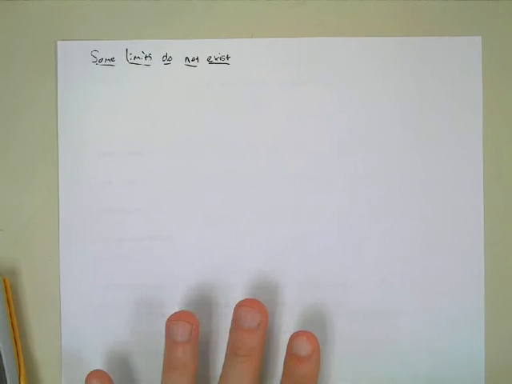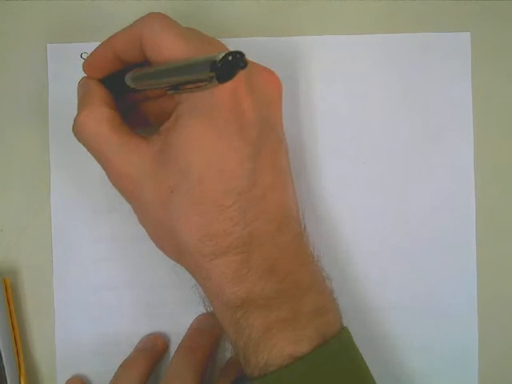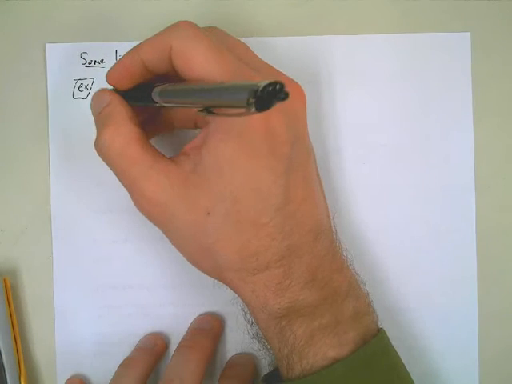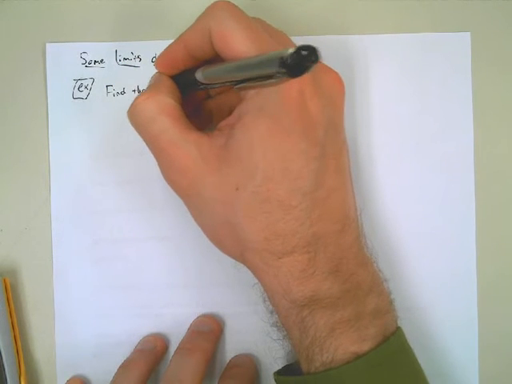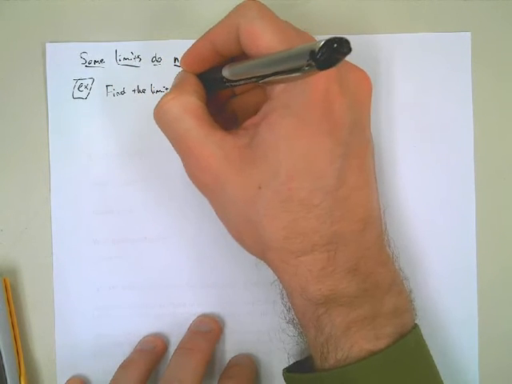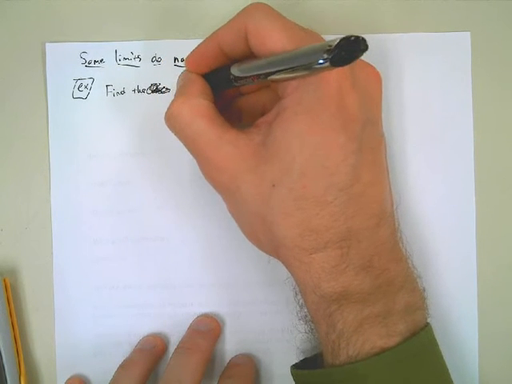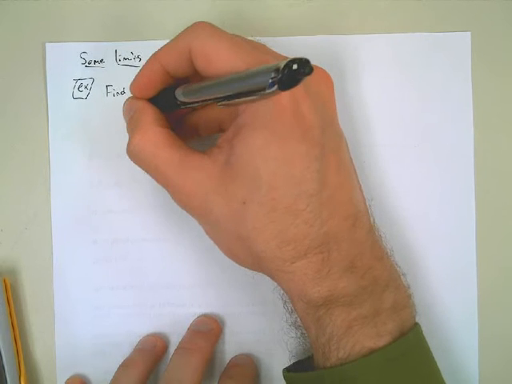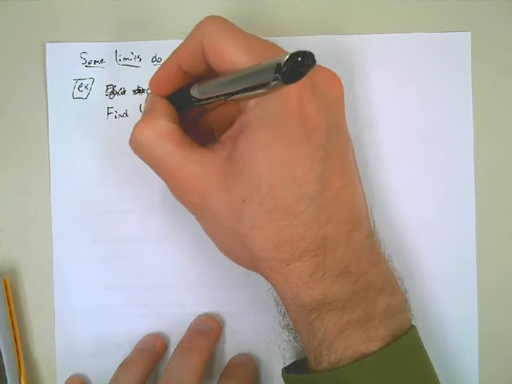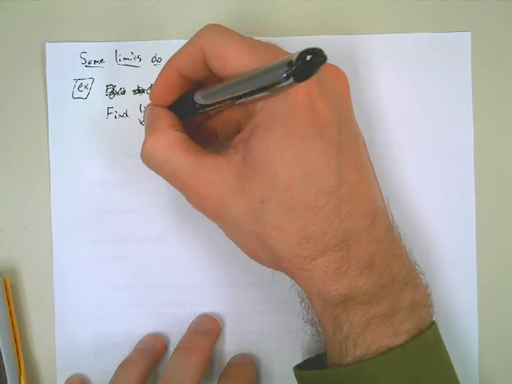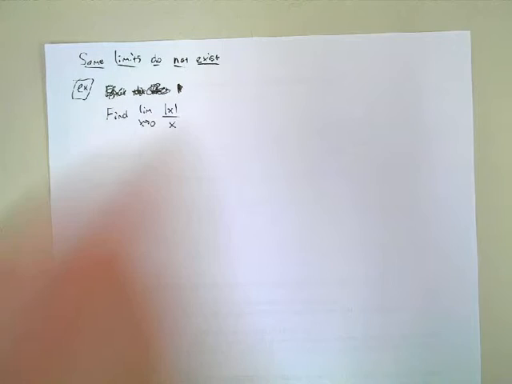All right, so an example of that. Find the limit. I'm sorry, I don't want to use the word limit. I'm going to use the symbolic notation here. So, find the limit as x approaches 0 of the absolute value of x over x. Like that. Okay, so y'all go ahead and graph that.